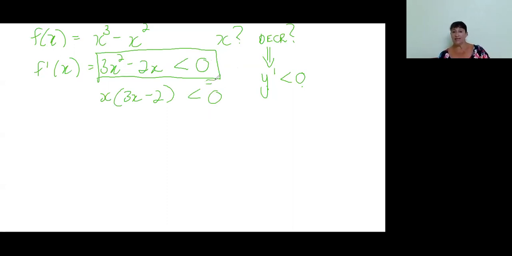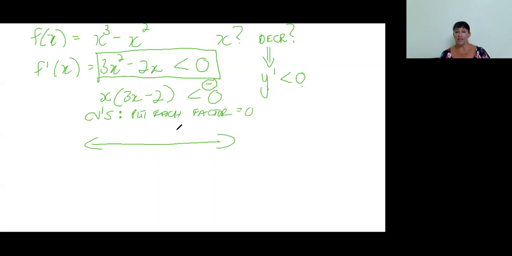Less than 0 means negative. I'm looking for all the x values that will make this expression negative. Remember to plot your critical values on a number line. The way to solve an inequality is to use a number line. You mark off your critical values. How do you find your critical values? Put each factor equal to 0. So in other words, put x equal to 0.